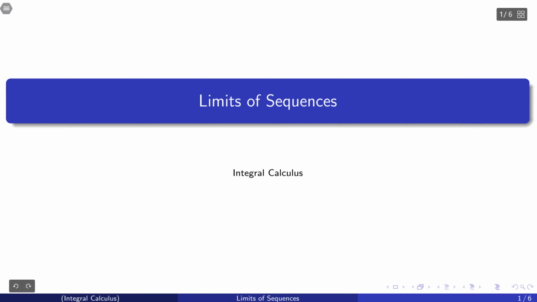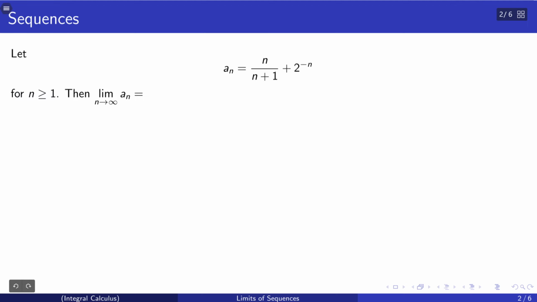Okay, so in this video, we'll continue to talk about sequences, and we'll go into more detail about limits of these sequences. Consider the sequence, for instance, a sub n is equal to n over n plus 1 plus 2 raised to negative n. Okay, so you could just start plugging in numbers and see what happens here, right?